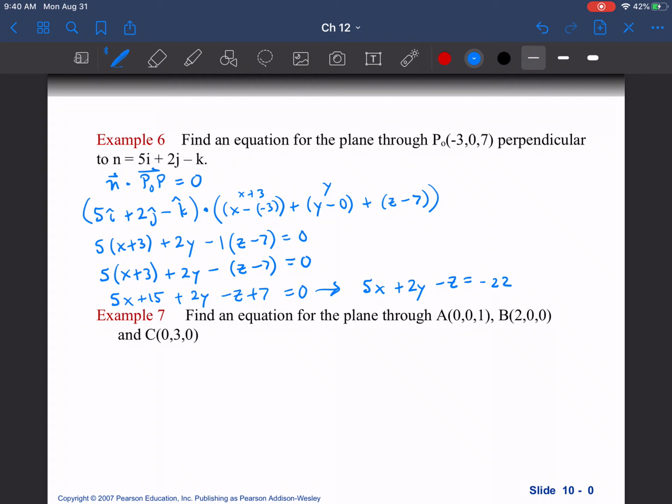All right, and so that's pretty much it for that example right there. I think the earlier form would have been a fine answer, but this is also a fine answer. They're both equations of the plane. It doesn't really tell us which form it wants it in.